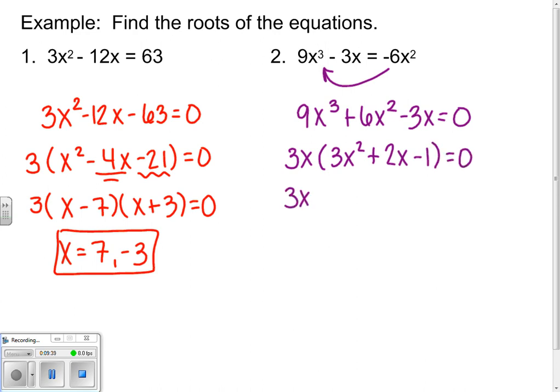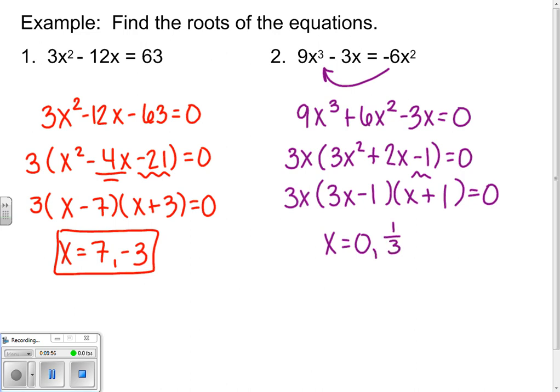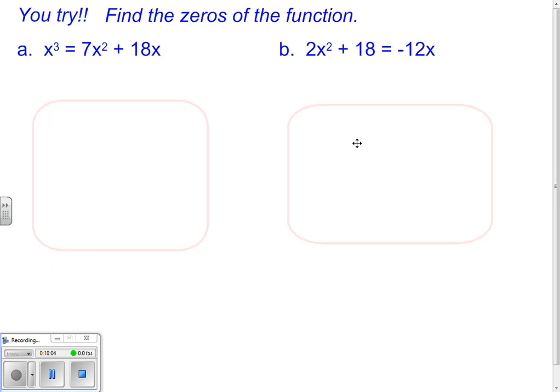So you're looking in this one with a guess and check. Good news is it's factors of 1, which makes it considerably easier. There's going to end up being a minus here and a plus here, which makes your 3 roots 0 because of the 3x in front, positive 1/3, and negative 1. Pause the video to complete the U-try.